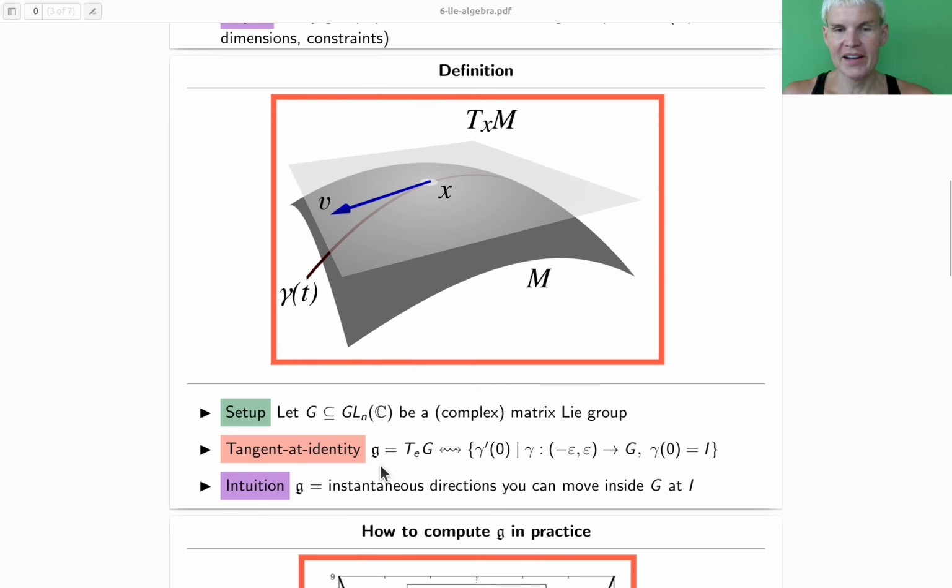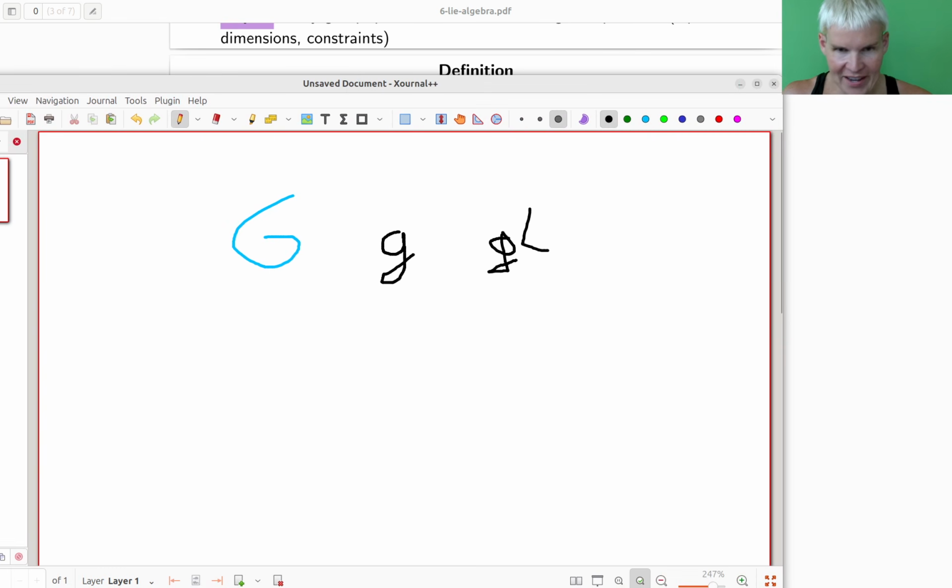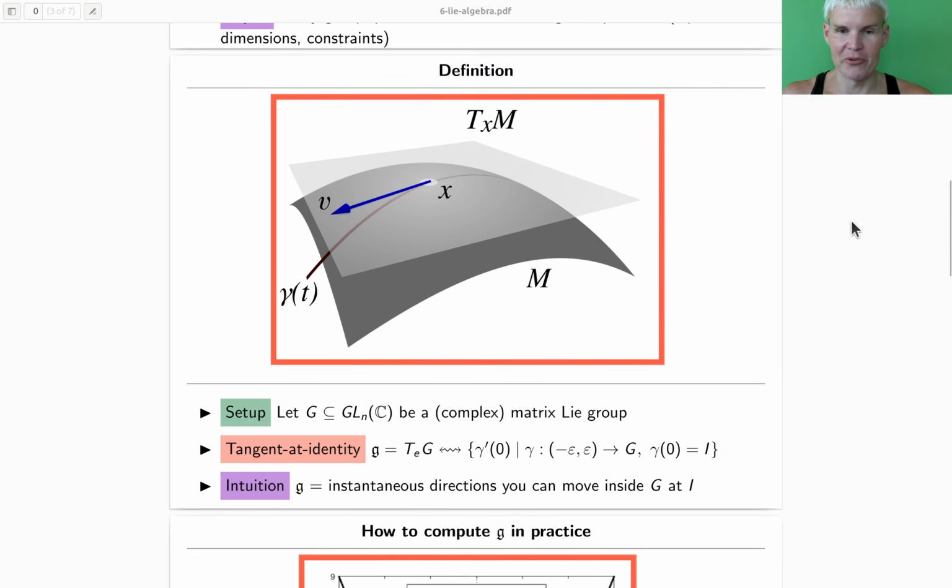And people then just use this font idea. For example, the Lie algebra for GLn will be written, let me do that, gln, something like that. And this was supposed to be a funny g as well. So GLn, the capital G, becomes the small one. Okay, so that's how usually the notation works.